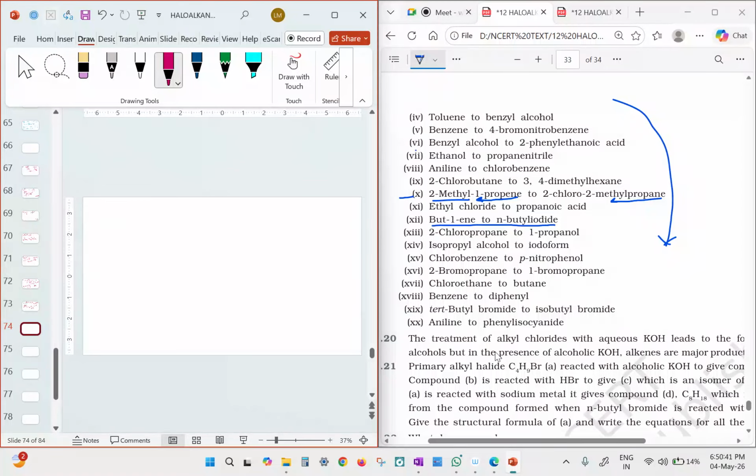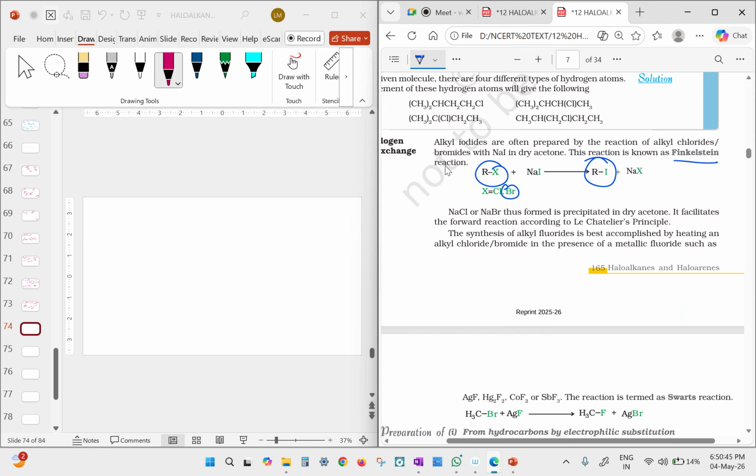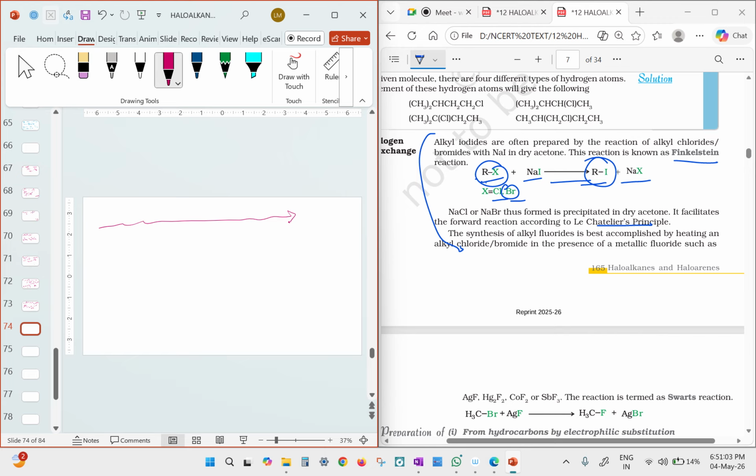Given some content, say for example I have to learn the Finkelstein reaction. RX plus NaI gives RI plus NaX, and X could be chloride or bromide, and we are using Le Chatelier's principle, and we are using dry acetone. All the information is there. Now keep it open and write down the notes, and think that yes, I have learned. No, that's not the right way to learn.